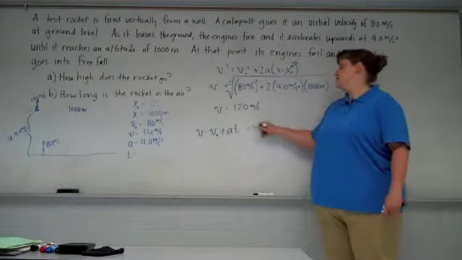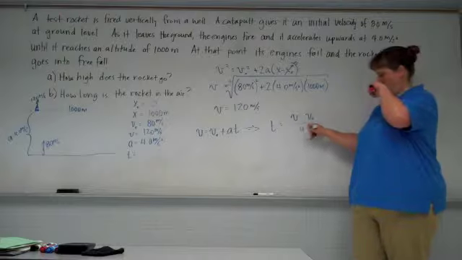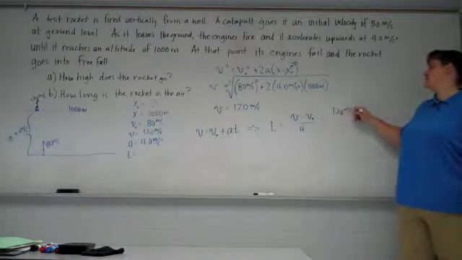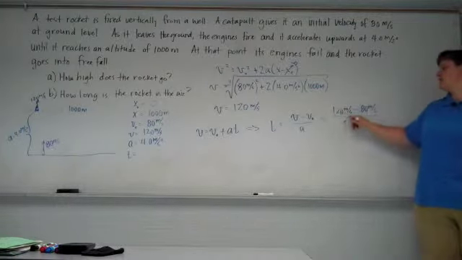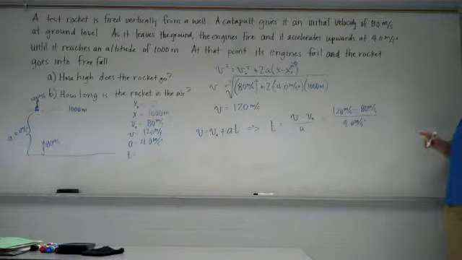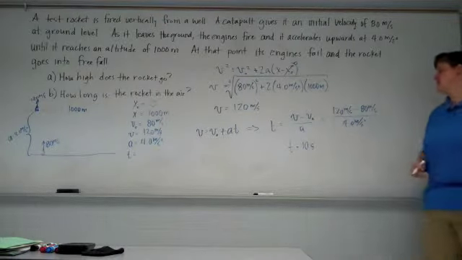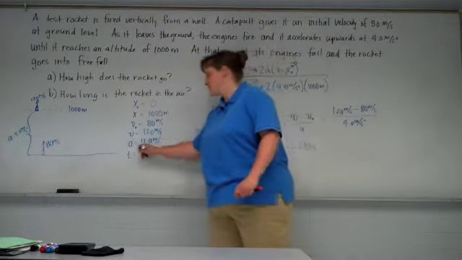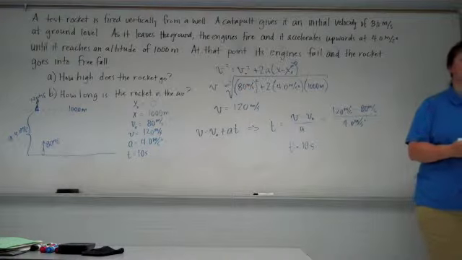So our time is going to be v minus v naught over a. The final velocity is 120 meters per second. The initial velocity was 80 meters per second. Our acceleration is 4 meters per second squared. So 120 minus 80 is 40, divided by 4. Our time will be 10 seconds. So it takes 10 seconds for it to reach the altitude of 1,000 meters.